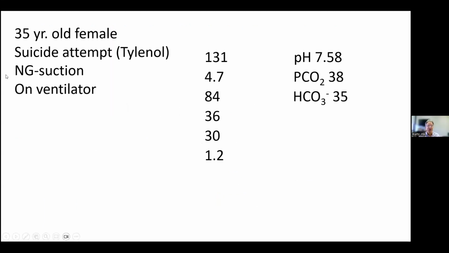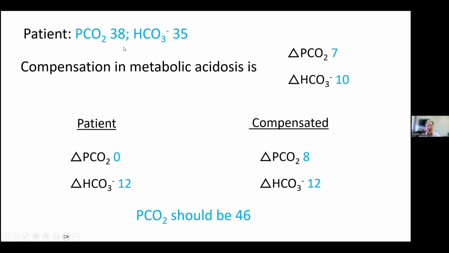So here's another patient, a 35-year-old female, suicide attempt with Tylenol, NG suction, on a ventilator, and her bicarbonate was 35 and the PCO2 was normal. So what's going on here? Here the delta PCO2 is 0 and the delta bicarbonate is 12. So the patient's PCO2 is 38 and the bicarb is 35. The PCO2 changes 0 from its original level, and the bicarb change is 12.